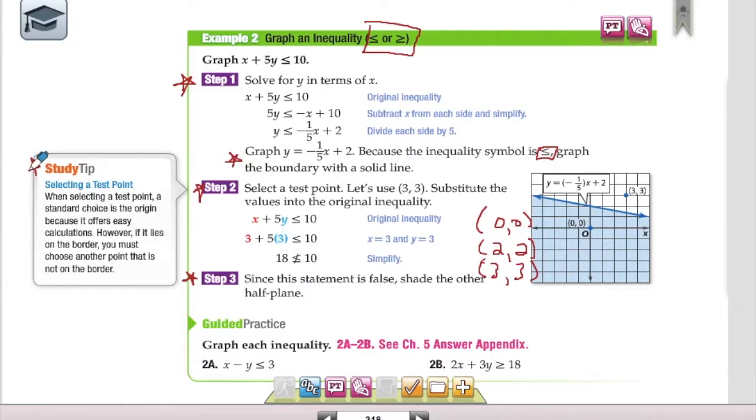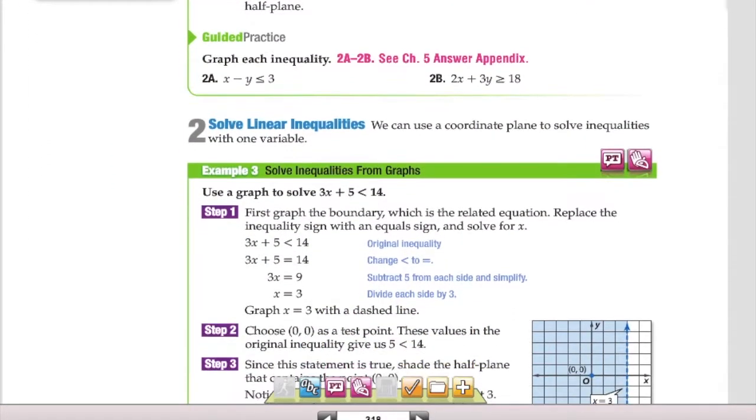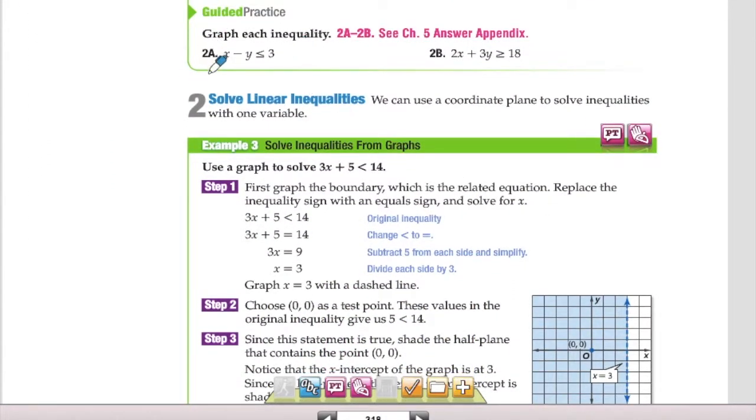There's a study tip right there: when selecting a test point, a standard choice is often the origin, like I said, because it often offers easy calculation. But if 0, 0 is on the border, you have to choose another point that's not on a border. So for example 2, the guided practice problems, we're going to start by writing y in terms of x.